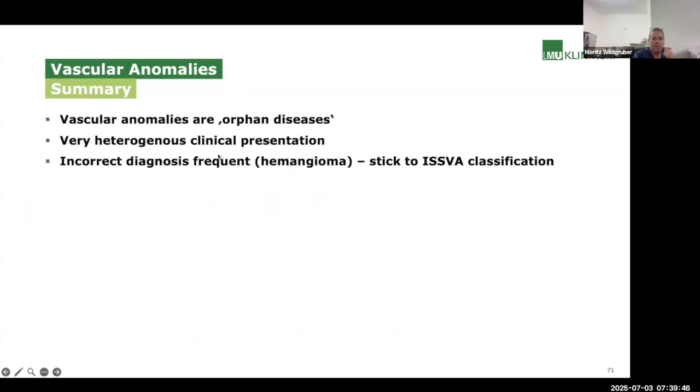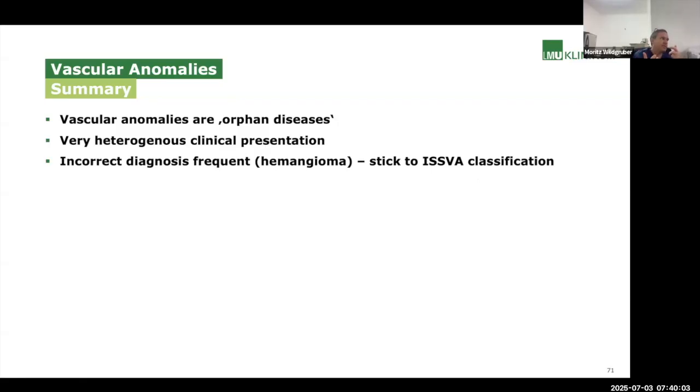Okay, so quick wrap up. Very heterogeneous diseases. I told you, try to use the ISSVA classification. It's not perfect, this distinguishing between vascular tumors and vascular malformations.